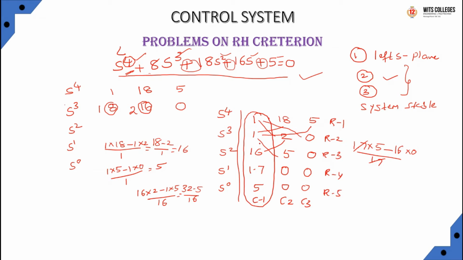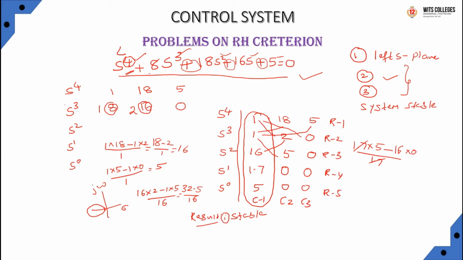That means all the poles in this characteristic equation are located on the left side of the s plane. This is the real axis, this is the imaginary axis. These poles are located on the left side of the s plane. So we conclude that the system is a stable system. The first conclusion is the system is stable.